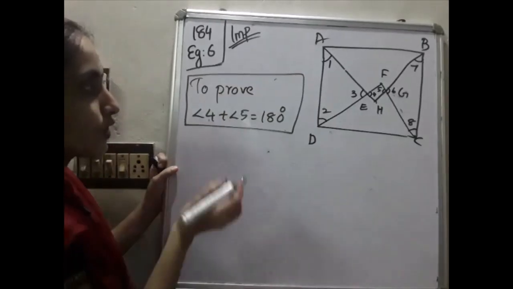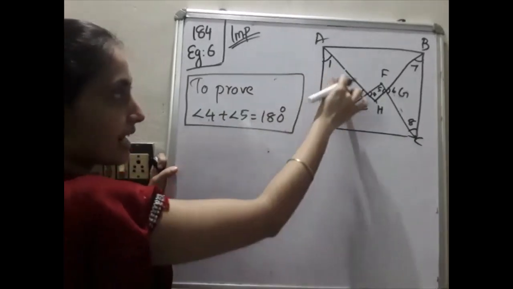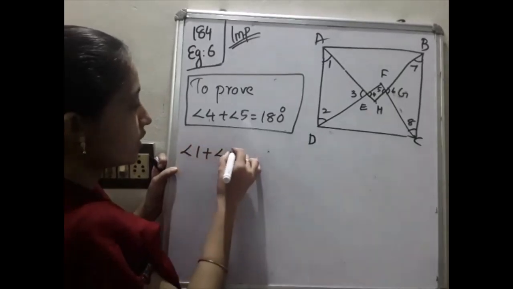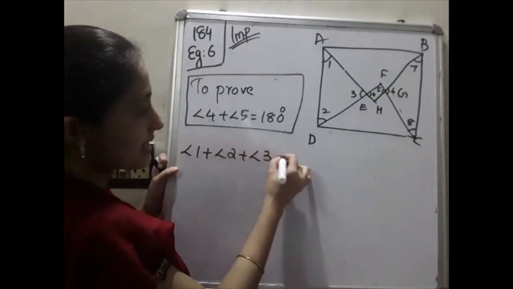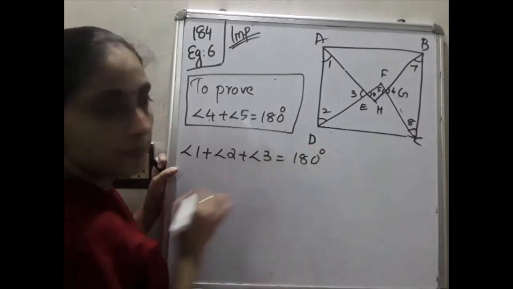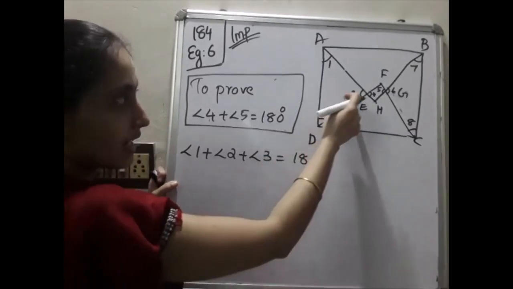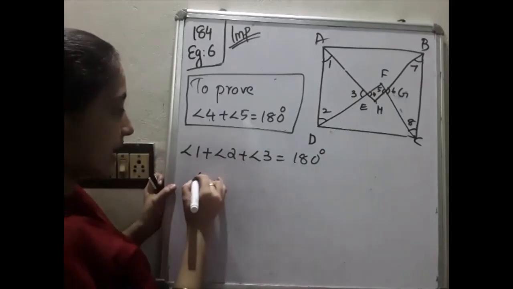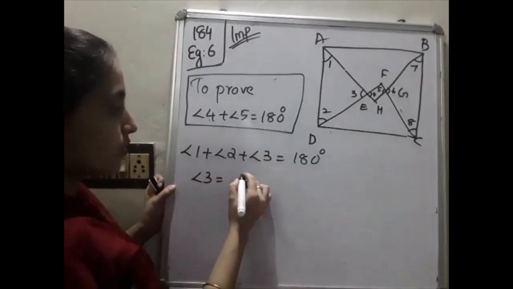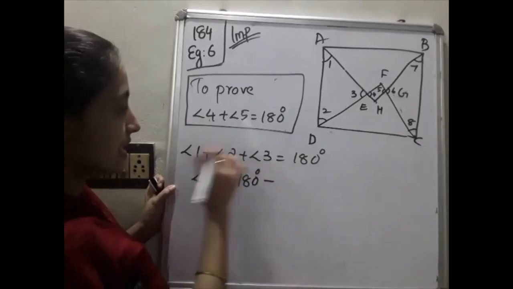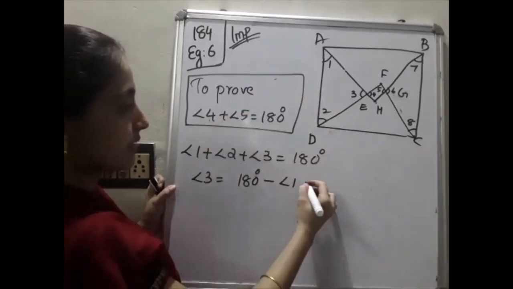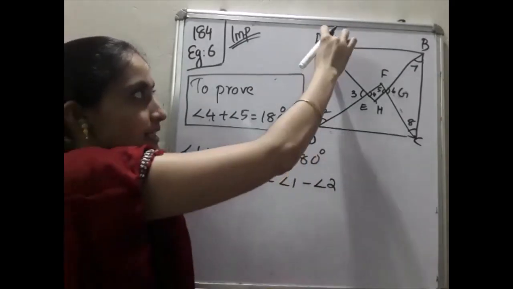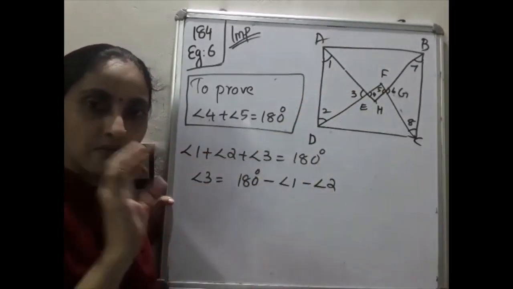Okay. So for that purpose, listen here please. We know that the angle sum property of a triangle is 180 degrees. So we can write angle 1 plus angle 2 plus angle 3 is equal to 180 degrees. From this equation, what can we write? Angle 3 will be equal to 180 degrees minus angle 1 minus angle 2. Okay, but what is angle 1? This is an angle bisector. Angle bisector means it divides equally.